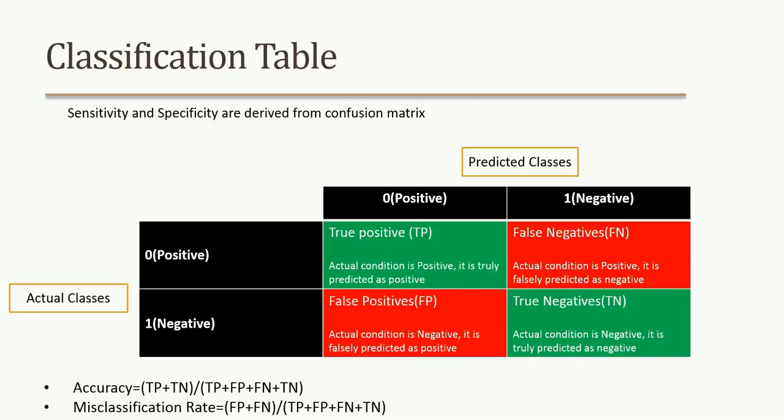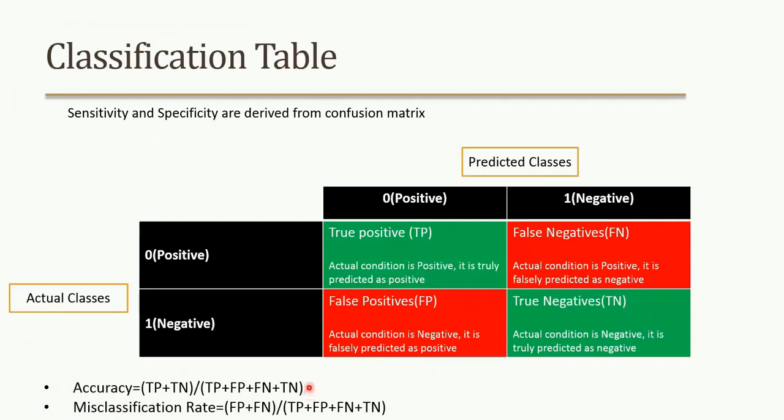For a good model we want to predict all zeros as zeros, so those are true positives. If by mistake we predicted a positive class 0 as 1, a negative class, those are false negatives, because we have actually predicted a positive as negative. Then if the actual class is negative and we have falsely predicted it as positive, those are false positives. If the actual class is negative and we have correctly predicted it as negative, those are true negatives.